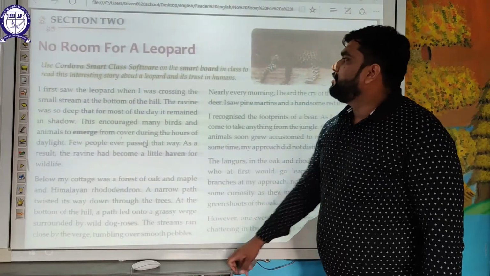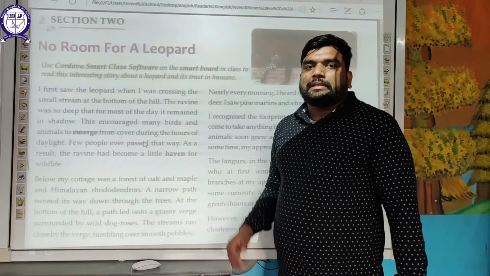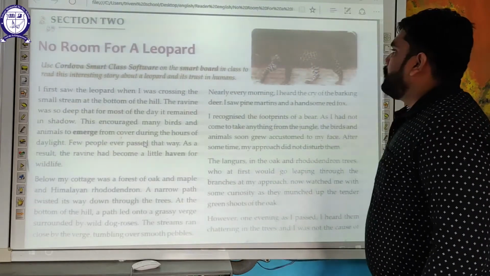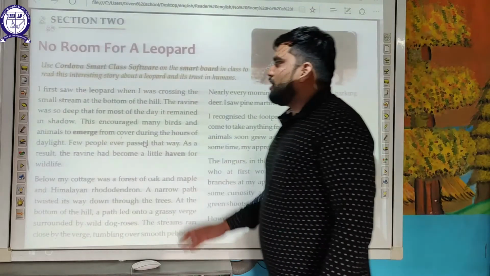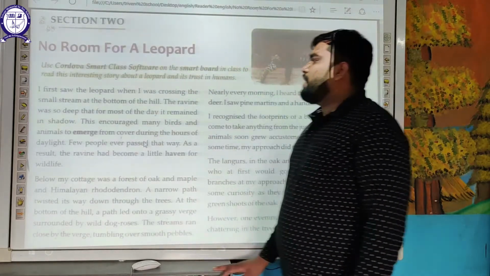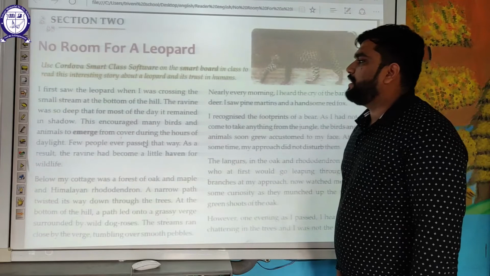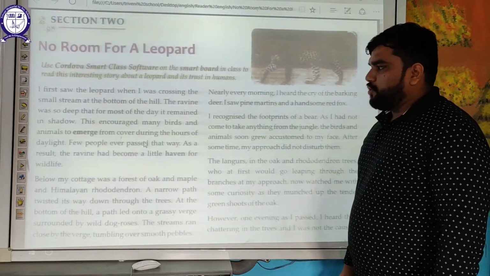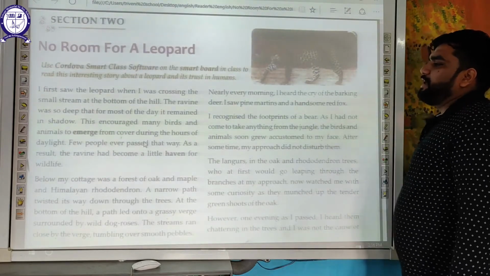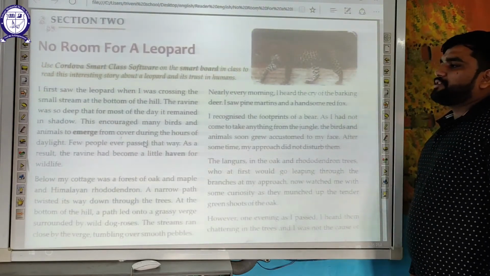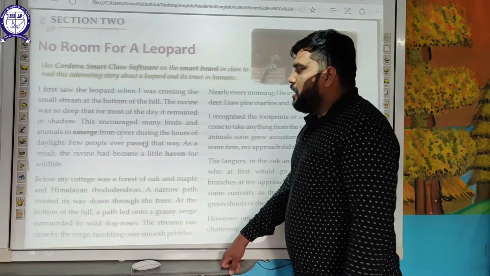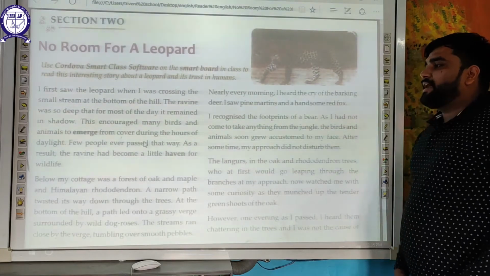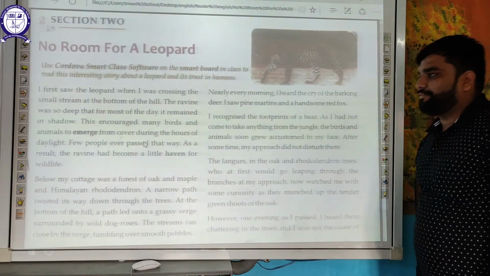Okay, the story is written by Ruskin Bond, an Indo-English writer. Let's start. I first saw the leopard when I was crossing the small stream at the bottom of the hill. The ravine was so deep that for most of the day it remained in shadow. This encouraged many birds and animals to emerge from cover during the hours of daylight. Few people ever passed that way. As a result, the ravine had become a little heaven for wildlife.